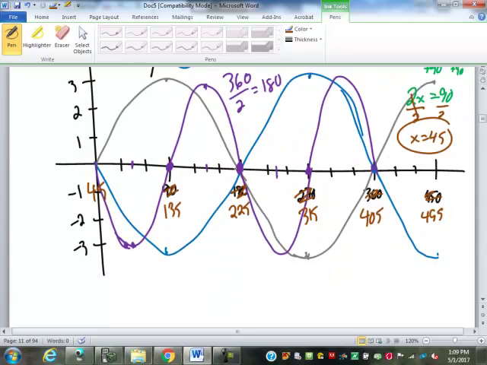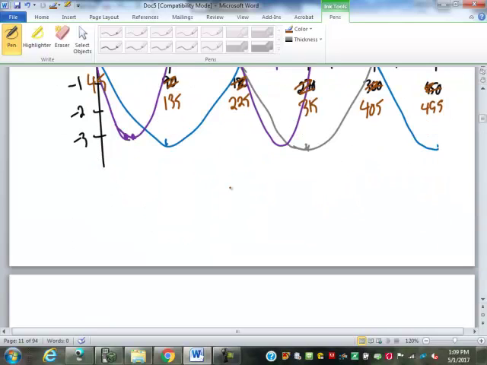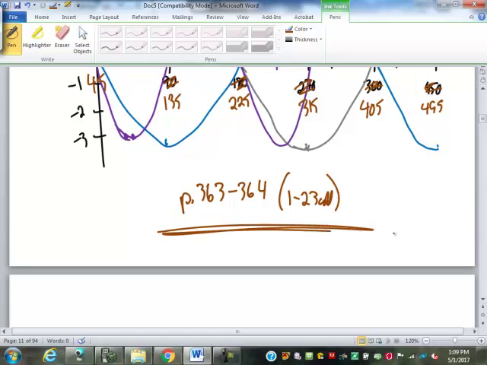So anyway, going to give you a packet. In this packet, I want you to start out with page 363 to 364. 1 through 23, the odds. We'll discuss those some more tomorrow.